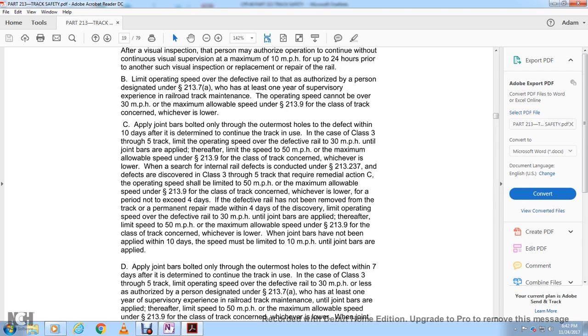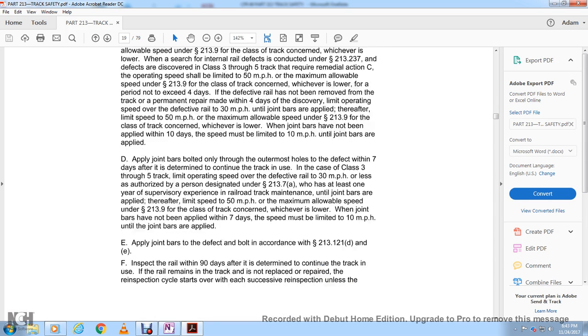C. The operating speed must not exceed 50 miles an hour or the maximum allowable speed under 213.9 for the class of track concerned, whichever is lower, for a period not exceeding 4 days. If the defective rail has not been removed from the track or permanently repaired within 4 days of discovery, limit the operating speed over the defective rail to 30 miles an hour until joint bars are applied, and thereafter to 50 miles an hour or the maximum allowable speed under 213.9 for the class of track concerned, whichever is lower. If joint bars have not been applied within 10 days, the speed is limited to 10 miles an hour until joint bars are applied.